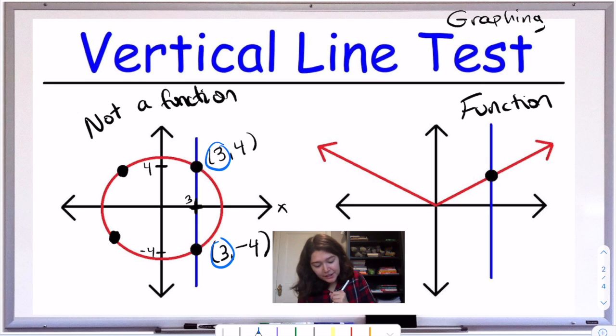I have the same x value of 3, and I get 2 different y values, negative 4 and 4. Thus, this is not a function because for the same input, there's 2 outputs. And the vertical line in this case is showing that, right?